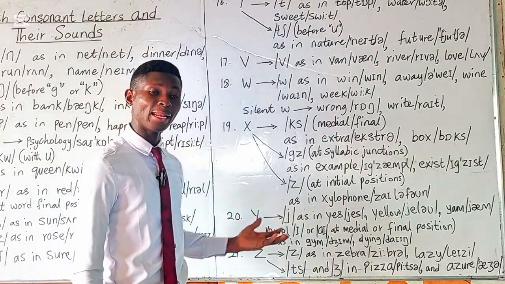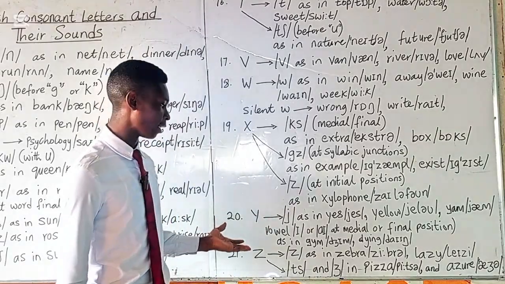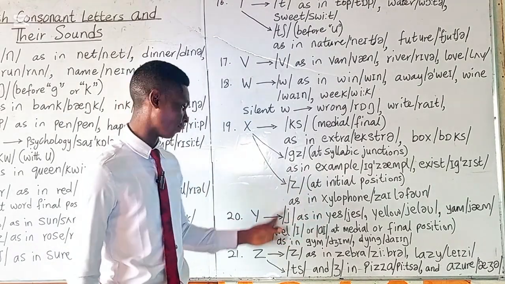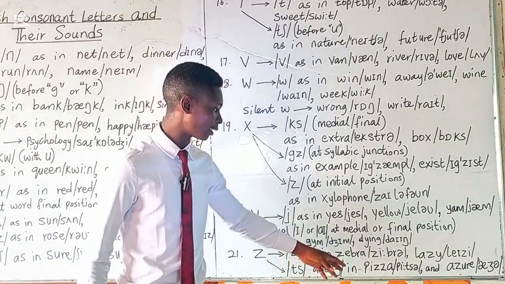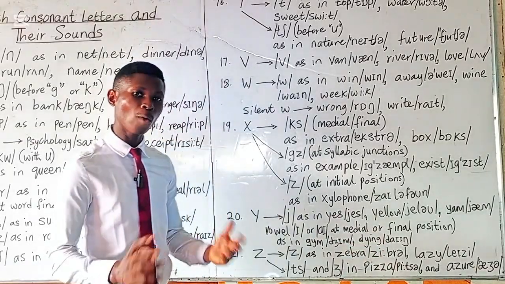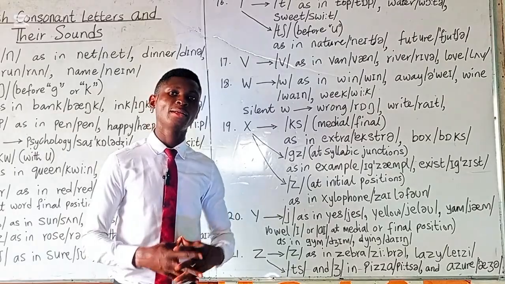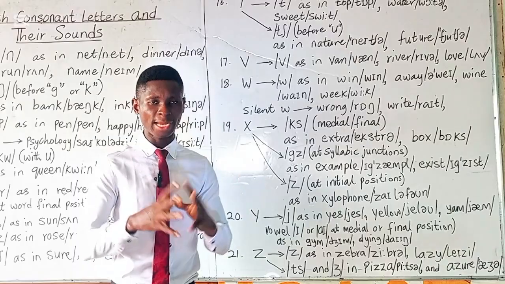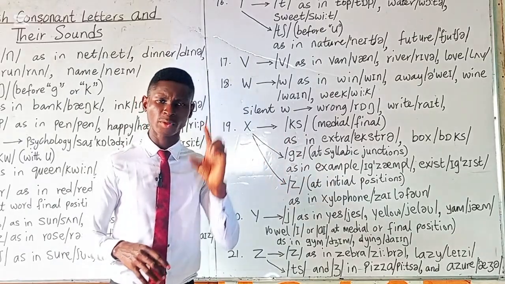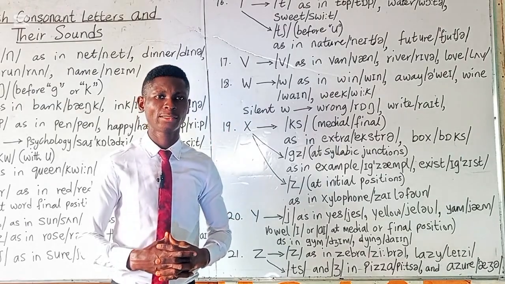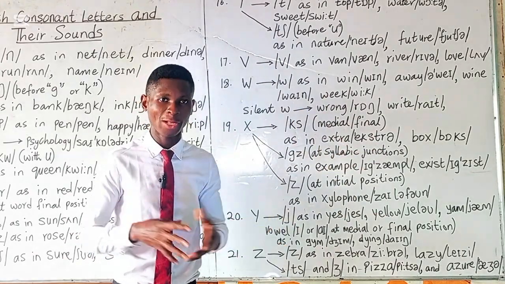Then we can also realize letter Y as a vowel sound in some words, mostly at the medial or final positions of words. Examples are given here, like gym, dying. We have here the I sound and here the I sound. So Y is not only a consonant letter, it can also be a vowel letter depending on its position. Mostly when you have letter Y at the initial position of a word, it must function as a consonant letter. But sometimes when you have it at the medial or final position, it turns to a vowel letter.